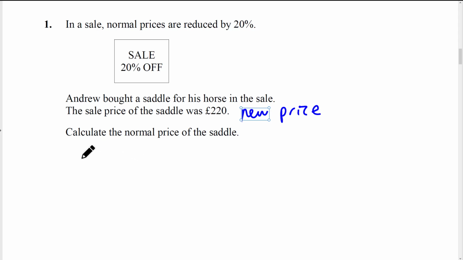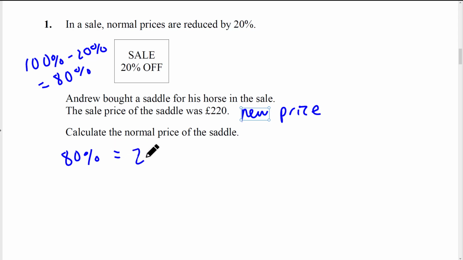You can say, well, 100% minus 20% is going to be 80%. So 80% is actually going to equal 220. Now, without a calculator, I would probably divide this by 8. So that leaves us with 10%. You divide this by 8.